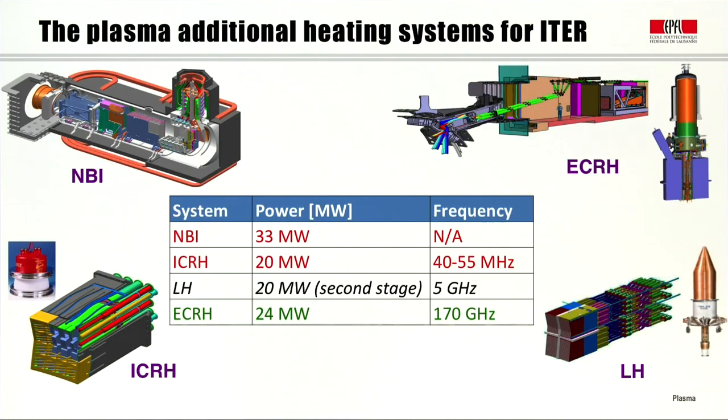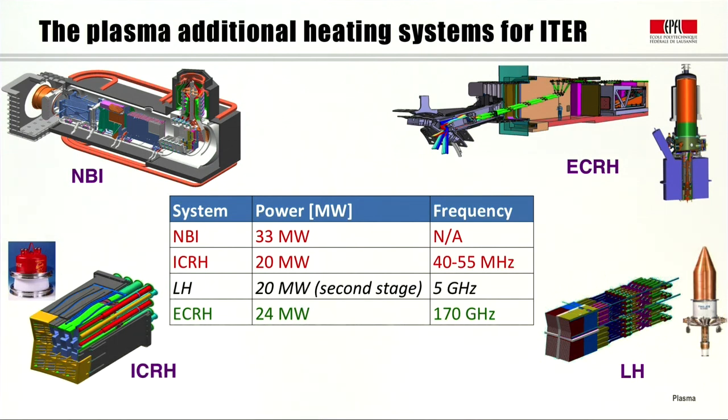So it's sort of a summary of these three lectures on additional heating of the plasma. I put here a table with the systems foreseen for ITER that, in a sense, summarizes the state of the art in this field. For ITER, we are foreseeing to have a neutral beam injector with a power of 33 megawatt. Of course, we can't define the frequency for that. It's not based on the wave principle. That's for heating and current drive.